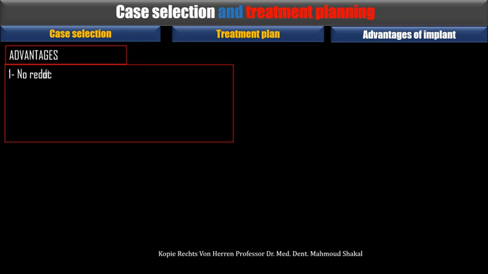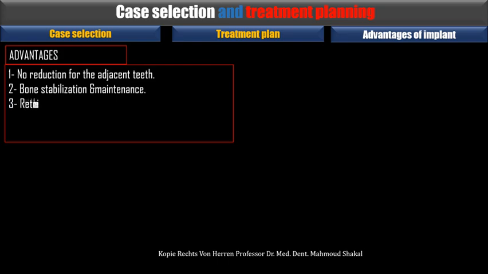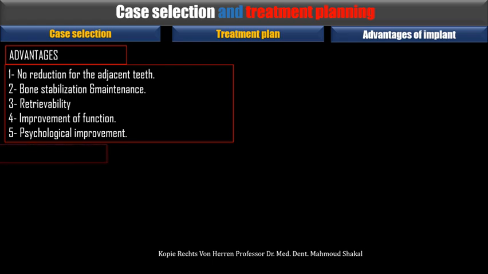Advantages of an implant restoration, implant fixed prosthodontics: we require no reduction of the adjacent teeth, bone stabilization and maintenance, retrievability of the restoration, improvement of function, and psychological improvement for the patient also.